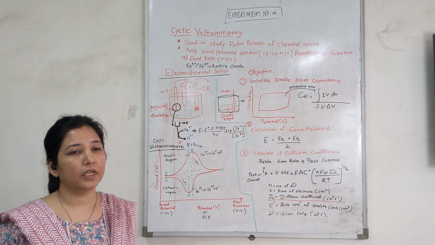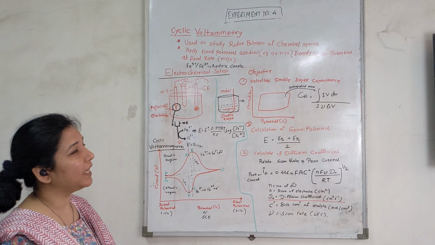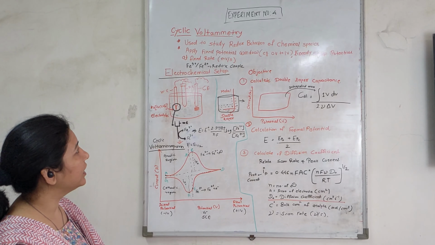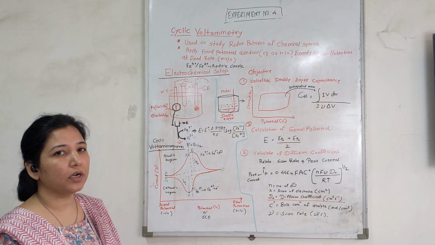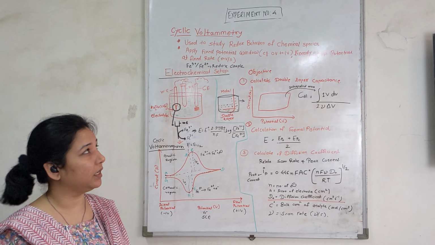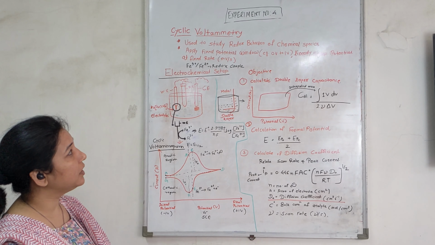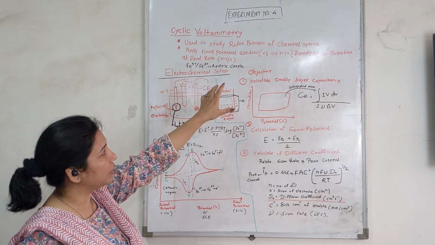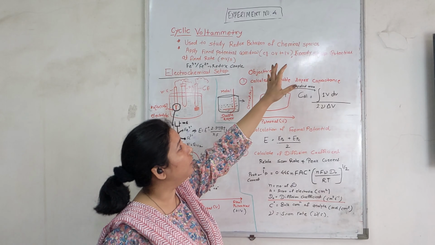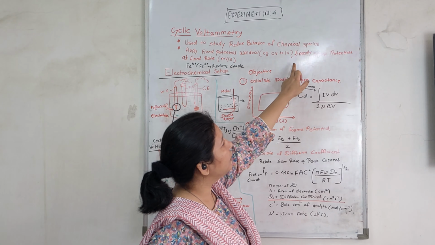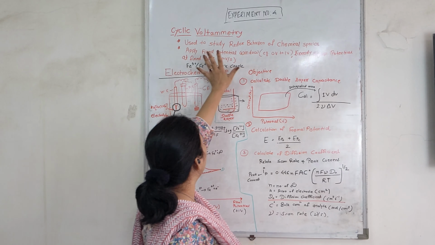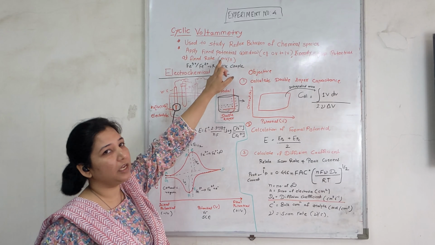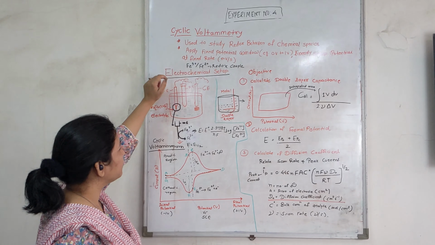Today we are going to talk about experiment number 4, which is cyclic voltammetry. So what is cyclic voltammetry? Cyclic voltammetry is a basic electrochemical technique which is used to study the redox behavior of a chemical species. In this, we apply a fixed potential window, for example 0 to 1 volt, in which we linearly sweep the potential at a fixed rate in millivolt per second.